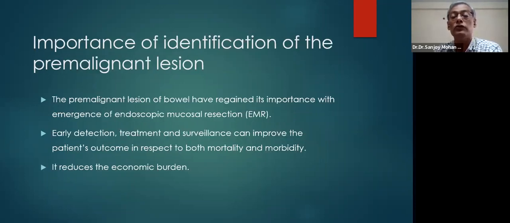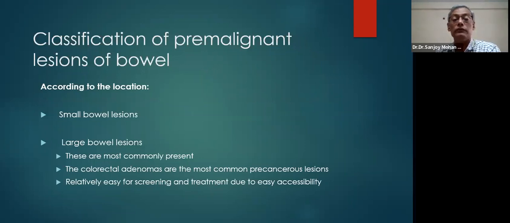What is the importance of identification of the premalignant lesion? The premalignant lesions of the bowel have regained importance with the emergence of endoscopic mucosal resection. Early detection, treatment and proper surveillance can improve the patient's outcome in respect to both mortality and morbidity, as well as reduce the economic burden.